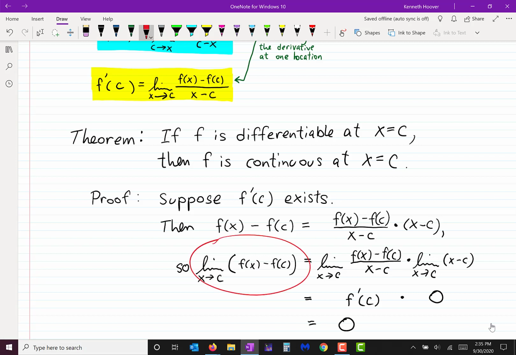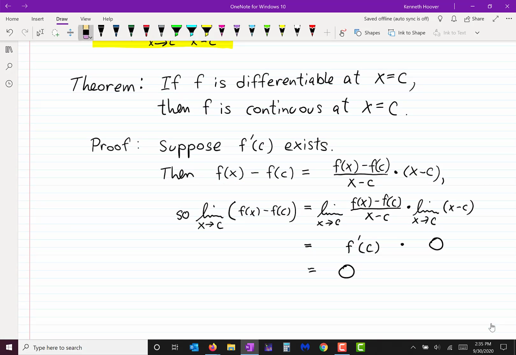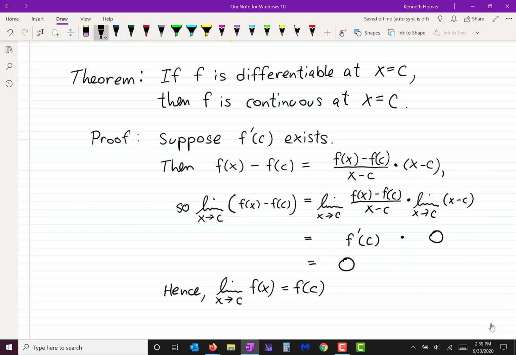So the limit of f of x minus f of c as x approaches c equals 0, and that means the limit of f of x must be f of c. And isn't that the very definition of saying f is continuous at c? It is.